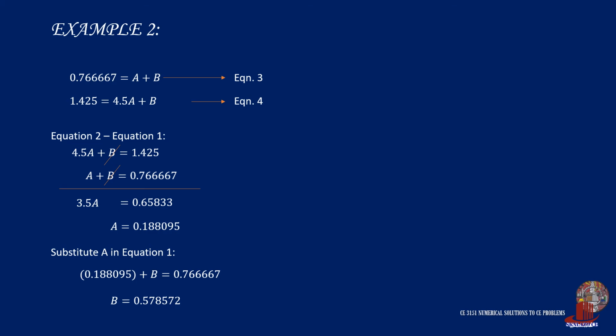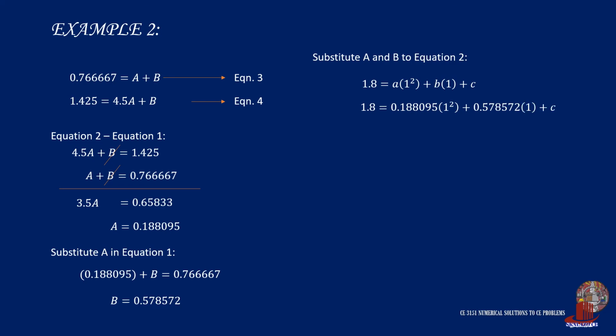Now, with a and b coefficients known, plug both in equation 2 to determine c. The second equation is 1.8 is equal to a times 1 squared plus b times 1 plus c, which then will yield c is equal to 1.033333 by replacing a and b. So the quadratic equation of the best fit curve is f of x is equal to 0.188095x squared plus 0.578572x plus 1.03333.